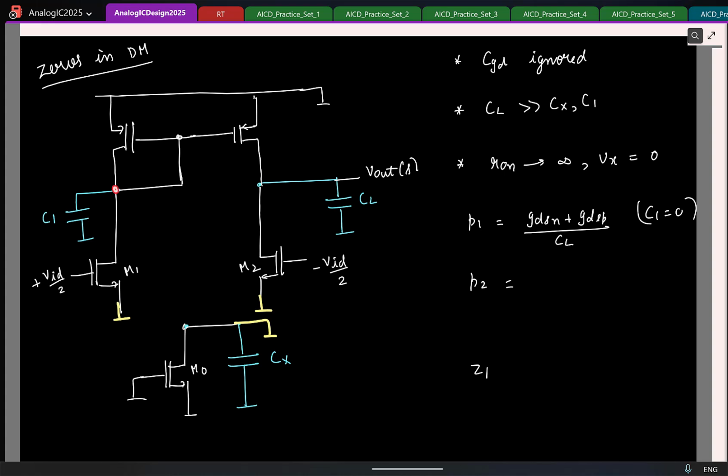And what is the pole here? What is the pole due to C1? GM of which transistor? GM of the PMOS transistor by C1. For this we can assume CL to be short. And the 0 location we just computed, this is minus 2 GMP by C1. So this is an LHP 0.